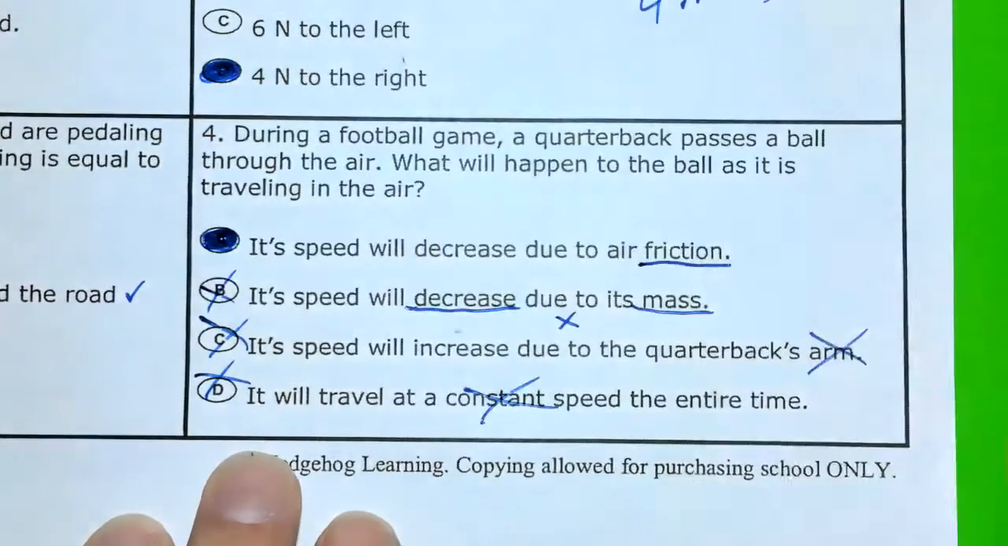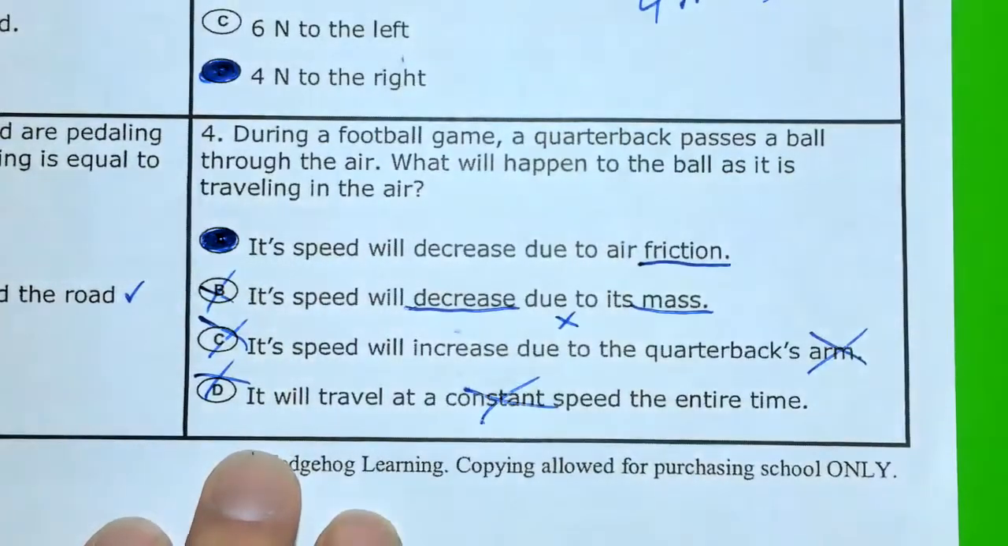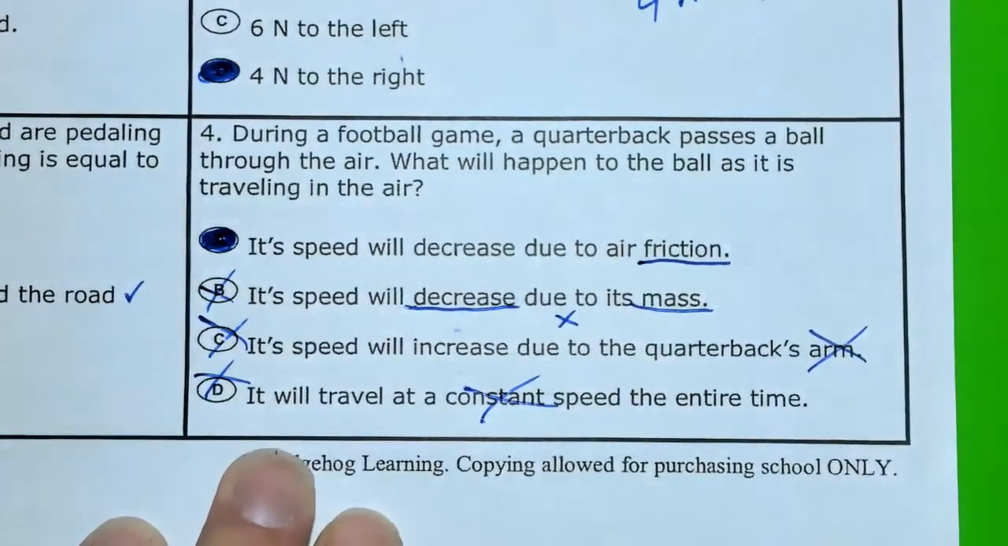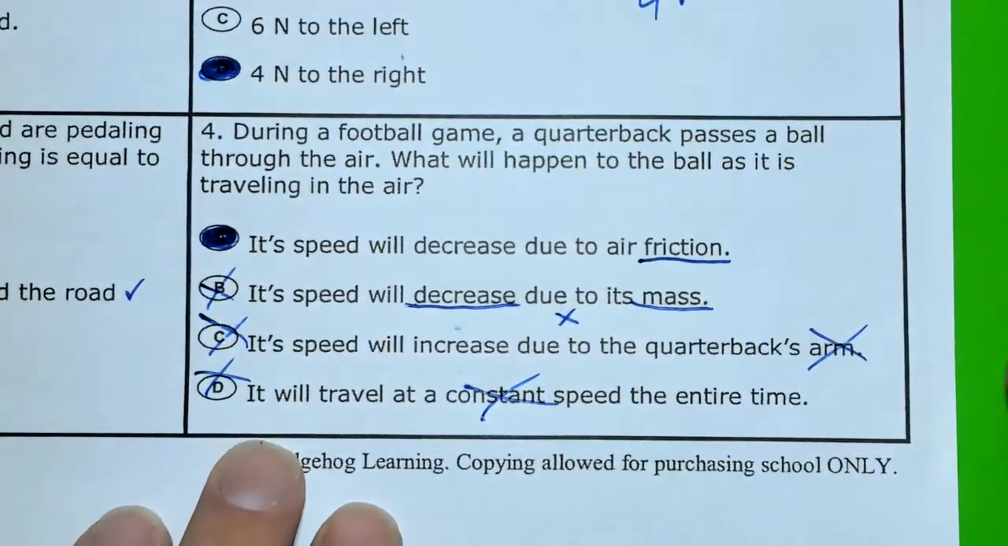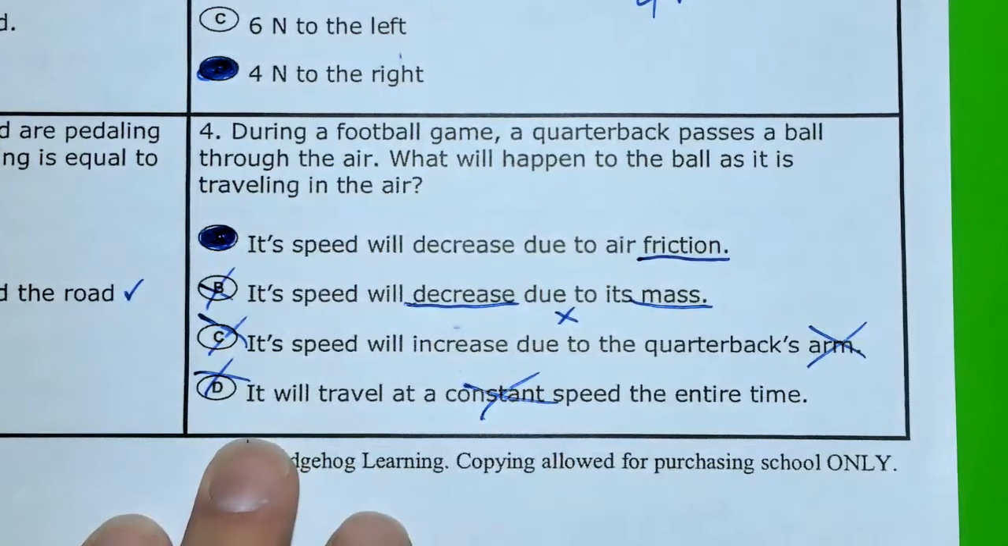And that's why if you throw a good spiral with your football, it's going to cut through the air better. That spiral is going to cut down on some of that air friction. It's going to go further than if you don't put a good spin on the ball, okay? All right, moving on to the next page.